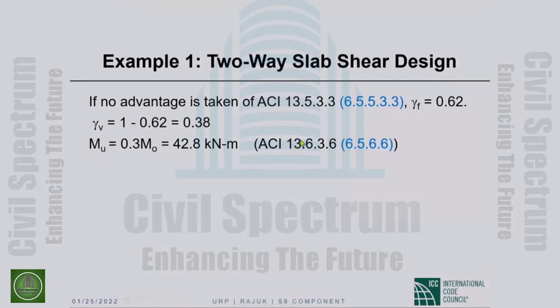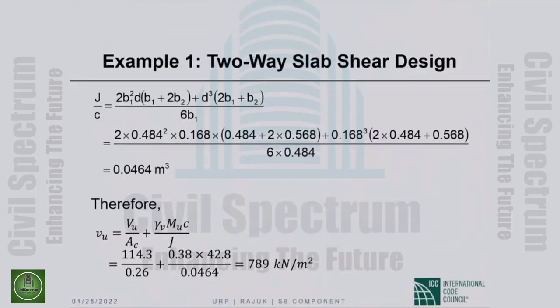This is that particular section of ACI 318. So our transfer moment is 30% of M sub 0. M sub 0 we calculated earlier. So the 30% comes to 42.8 kilonewton meters. This is somewhat important, okay? You do not transfer the end moment of 26% of M sub 0. You transfer a higher moment, 30% of M sub 0. That in our case comes to 42.8 kilonewton meters.